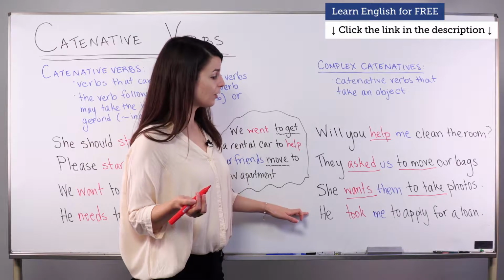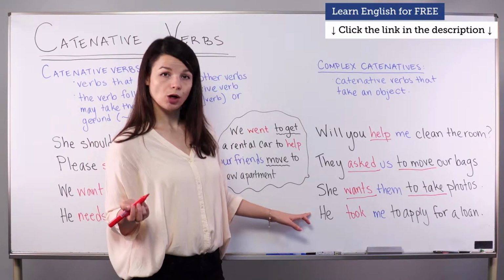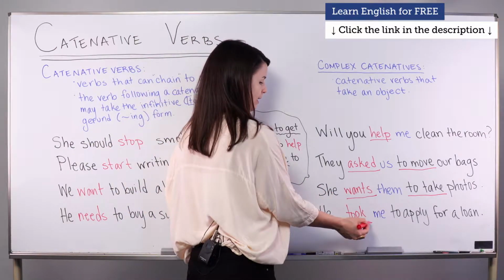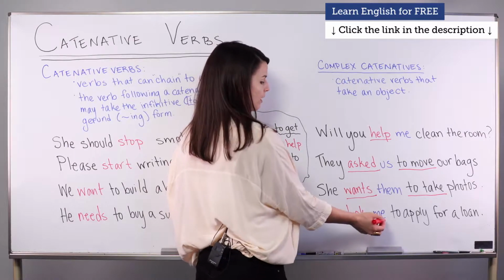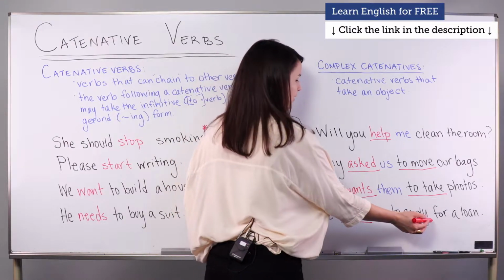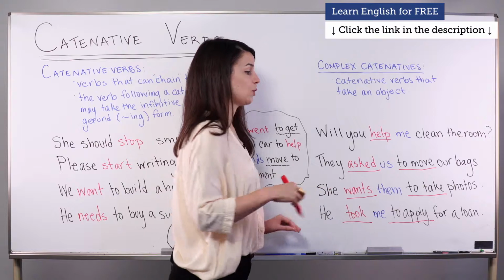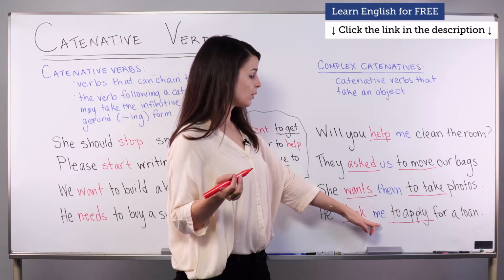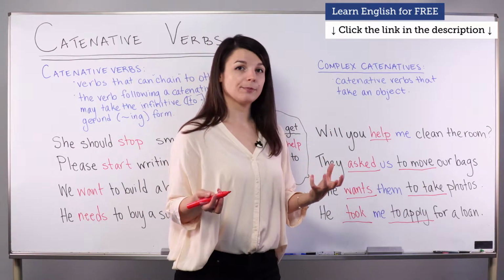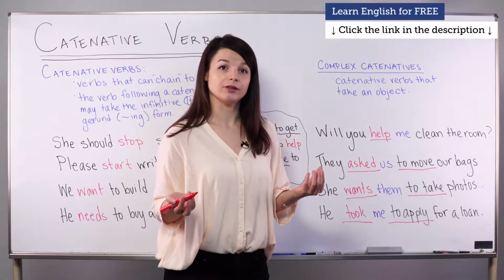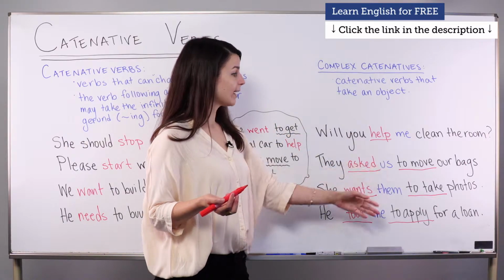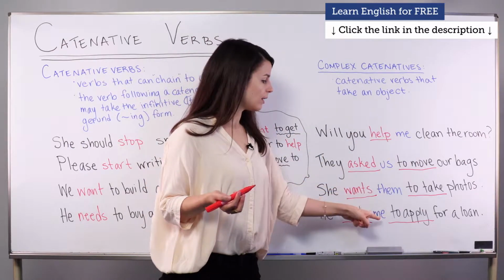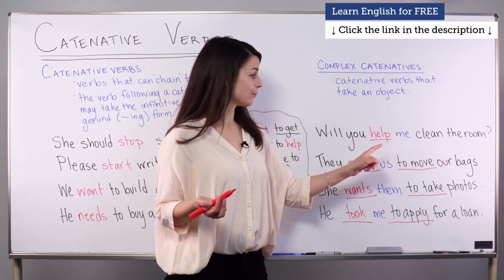Finally, he took me to apply for a loan. Again, my catenative verb, took, past tense, object, me, and I have the infinitive form again, to apply for a loan. So you will see these different types of catenative verb-related structures. So complex catenative refers to these patterns that have objects.